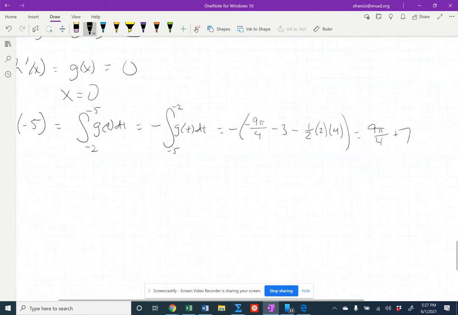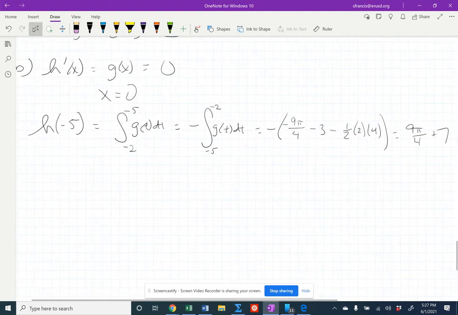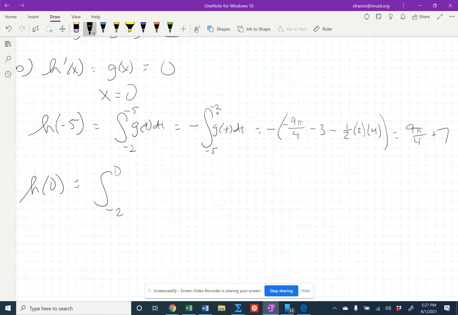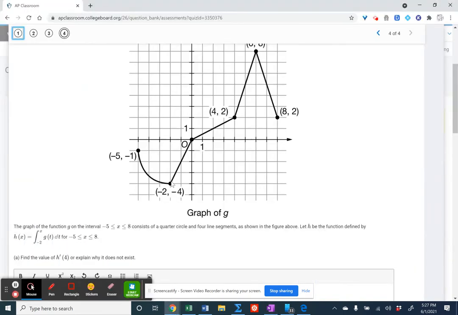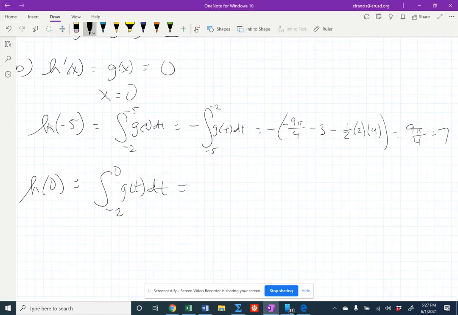All right, now what about h of 0? That's going to be the integral from negative 2 to 0 of g of t. I don't need to reverse anything. They're in their natural order from -2 to 0. And that's just the area of this triangle. Now, this is negative because it's below. So it's going to be -1/2 2 times 4, which is going to be -4.